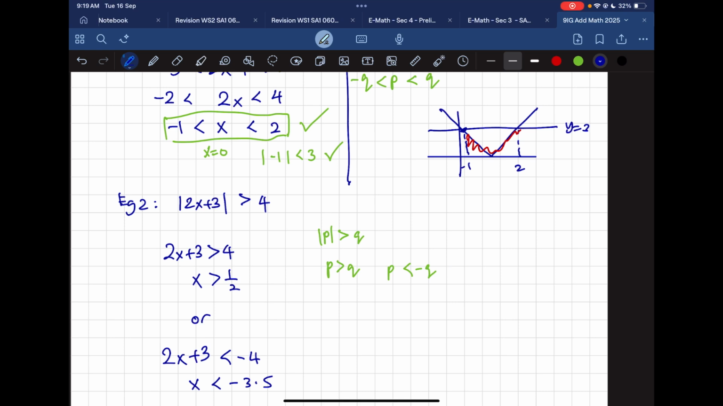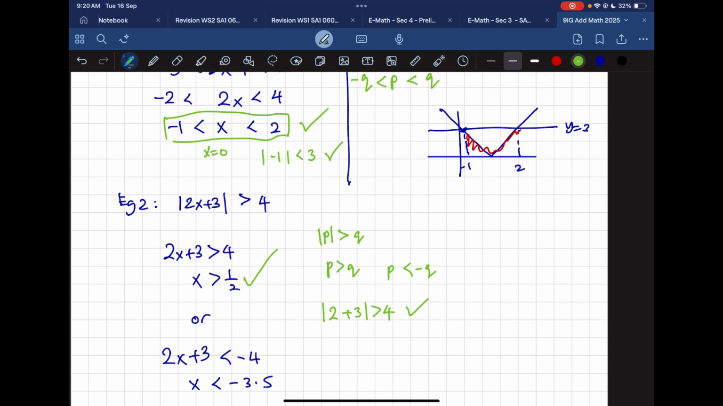Okay, so we're going to test it out to see if it's true. Any number more than half, let's say 1, for example. So 2 times 1 is 2, plus 3 is 5, which is more than 4. That is true. Okay, so this would be true. Let's test a number less than minus 3.5.